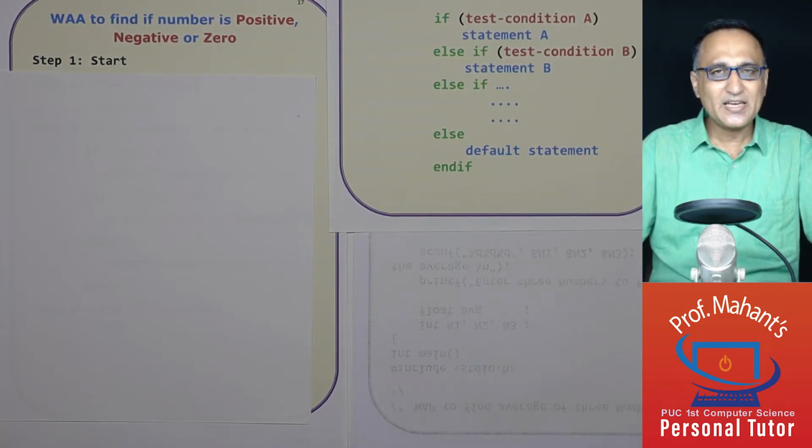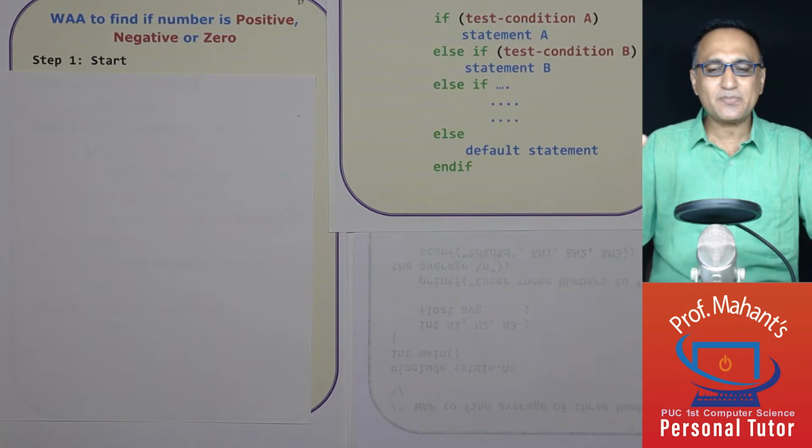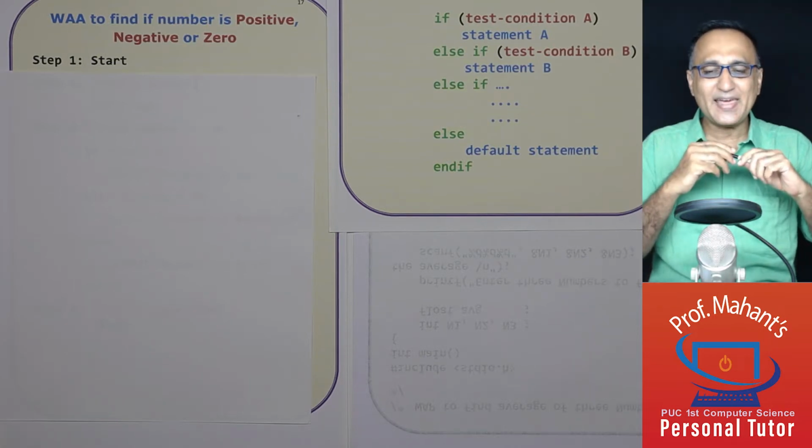I can say if number greater than 0, output positive. Then I can say next step, if number less than 0, output negative. In the next step I can say if number equal to 0, output 0. But most programming languages provide a much simpler way of doing it. I can use something called the if else kind of statement.